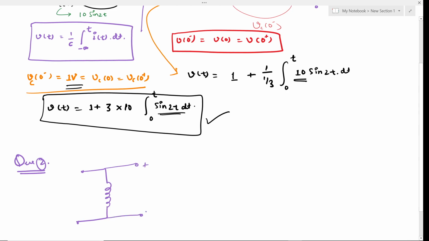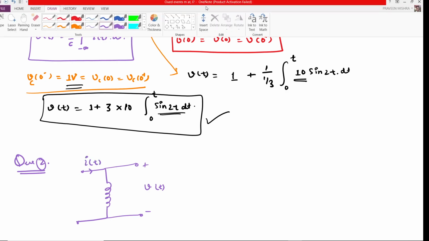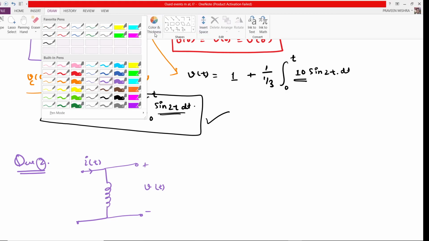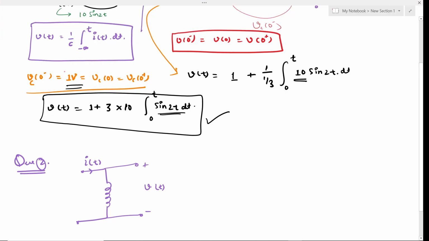and the voltage across the inductor is v of t, and the current flowing through the inductor is i of t. The value of this inductor is 10 Henry, and the value of v of t is 1 plus 2 cos 3t. Okay, then what is your objective? Your objective is to find the value of i of t.